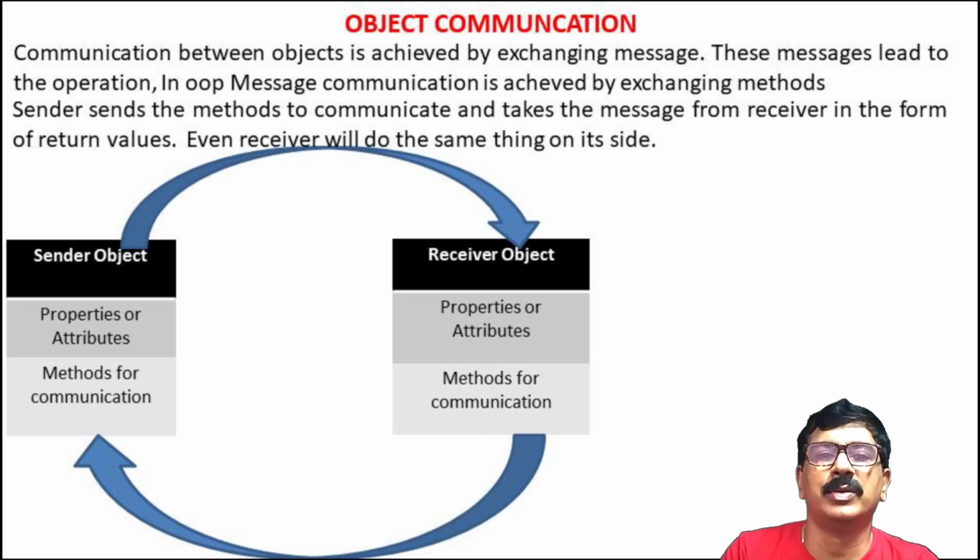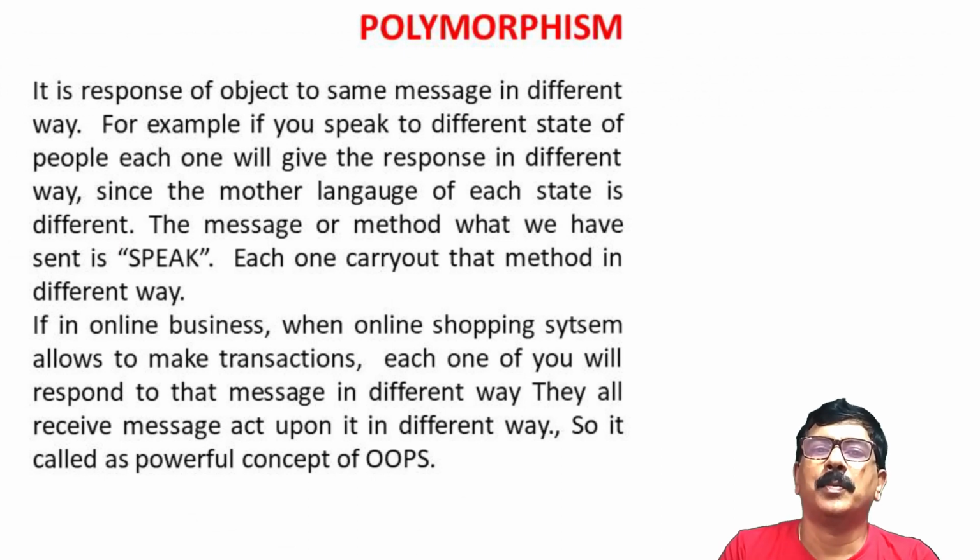Even the receiver will do the same thing on its side. You can see on the screen. The sender object can send a message as well as the receiver object can send a message to the sender. Next concept is polymorphism. It is the response of objects to the same message in different ways.